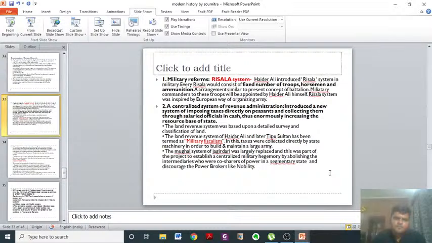Now military reforms. The first military reform was the Risala system. Hyder Ali introduced the Risala system in the military. Every Risala was considered a fixed number of troops, horsemen, and ammunition. A centralized system of revenue administration was introduced, imposing taxes directly on peasants and collecting them through salaried officials in cash, thus enormously increasing the resource base of the state.